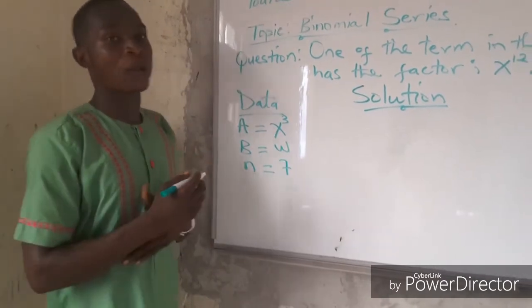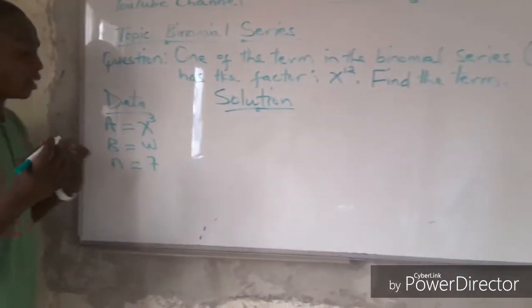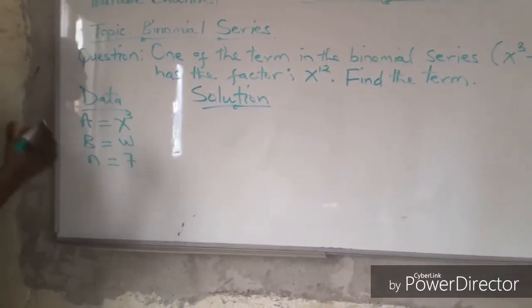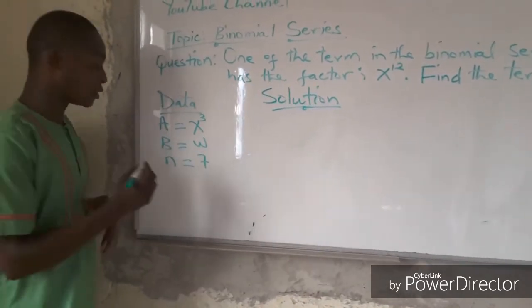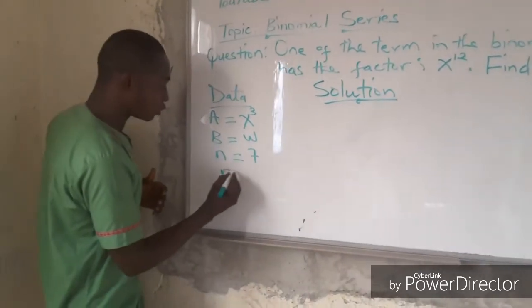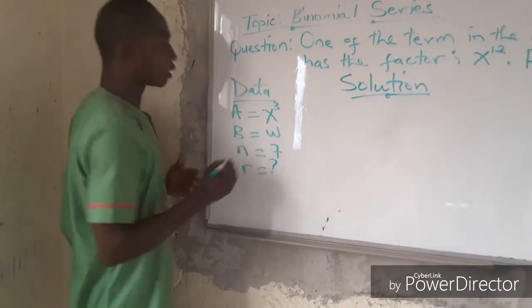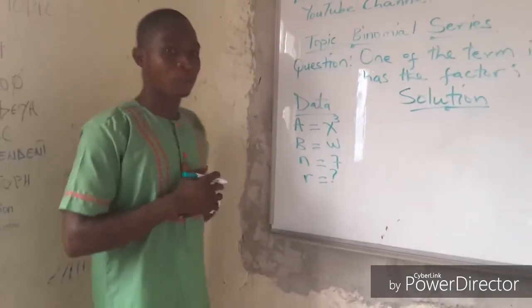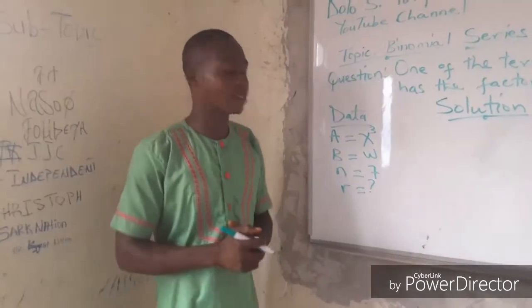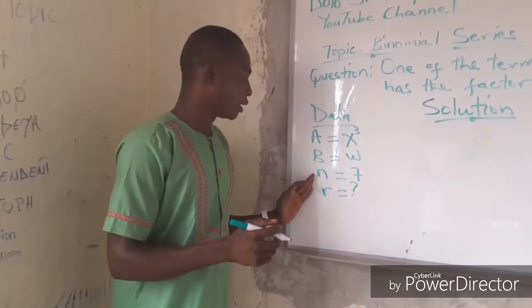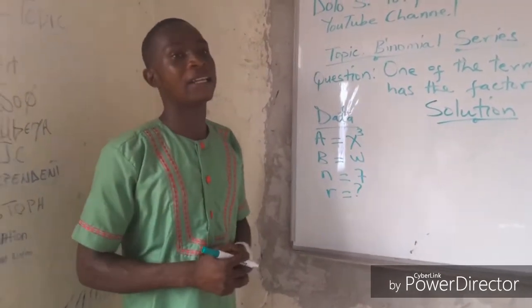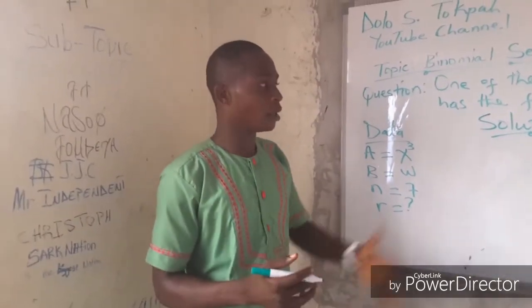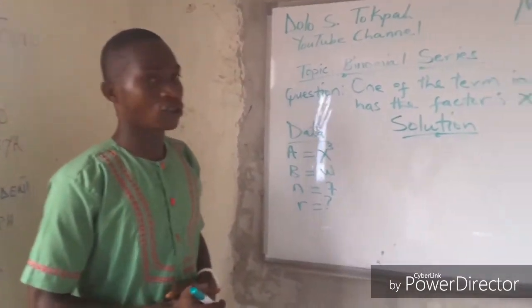And now the term we have been asked to find, we are using the variable r. All mathematicians will tell you to use the values of k, and then we use r will be equal to question mark. In this data, there are 3 key important things we are dealing with: the a, the n, and the r. And it is very easy to understand, as you're going to see through our solution.